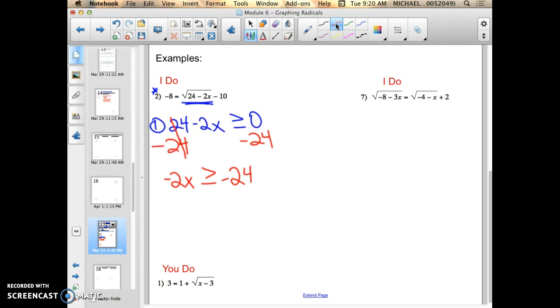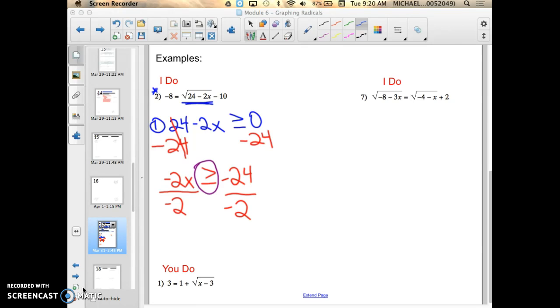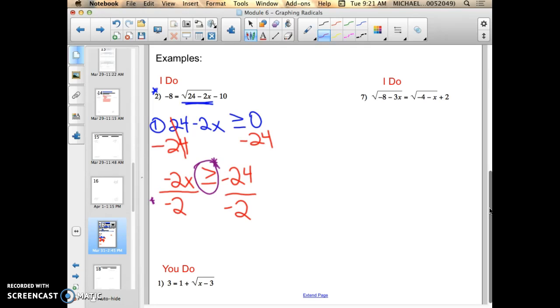Next step, this negative 2 and that x are multiplying each other, so I have to divide by negative 2. And if you remember, when working with inequalities, if you ever divide by a negative number, which I'm doing right here, I'm dividing by negative 2, then you have to switch the direction of the sign, all right? And so my final answer, instead of x is greater than or equal to, x is going to be less than or equal to, the direction of the sign switched. Negative 24 divided by negative 2 is positive 12. So the domain: x has to be less than or equal to 12. All right? So this is my domain. Please label that whenever you're doing this as well.